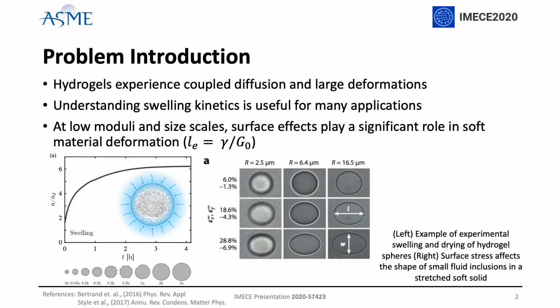Hydrogels consist of cross-linked networks of polymer chains saturated with solvent molecules such that they experience coupled diffusion and large deformations. Understanding the swelling kinetics of hydrogels is important for many applications, from biomedical, such as drug delivery and wound healing, to flexible electronics. Illustrated in this image from Bertrand et al. is an example of a hydrogel microsphere swelling over time when placed in solvent.